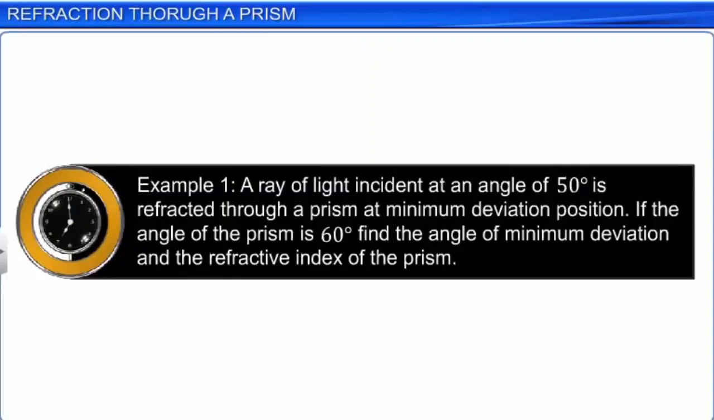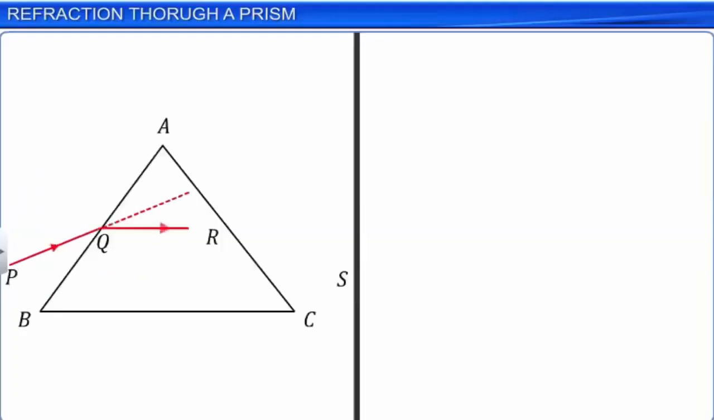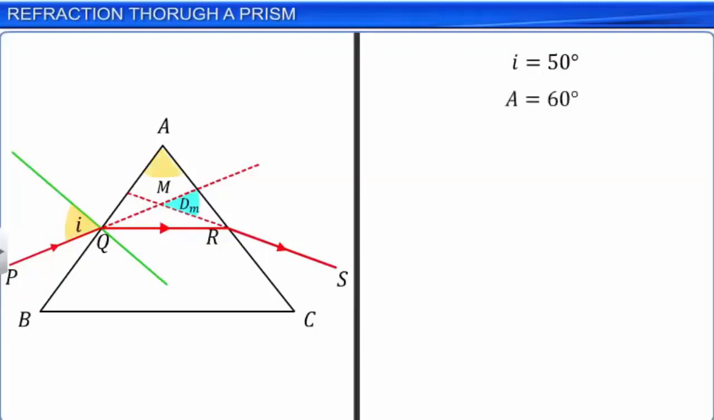We know that deviation d is equal to I plus E minus A. When the prism is at minimum deviation, dm is equal to 2I minus A. On substituting the values of I and A, we get the minimum deviation equal to 40 degrees. Substituting the values of A and dm in equation 7, and on further simplification, we get the refractive index equal to 1.532.